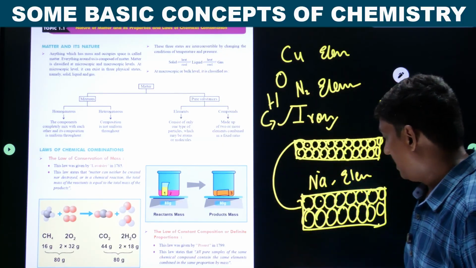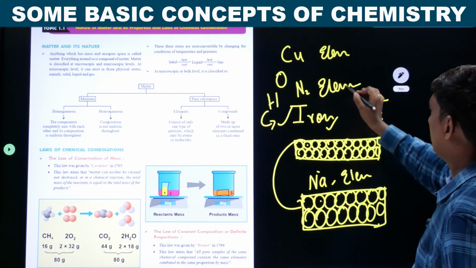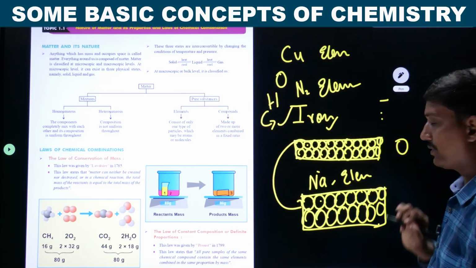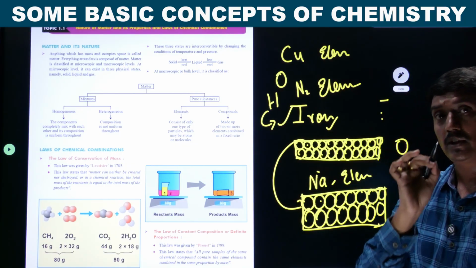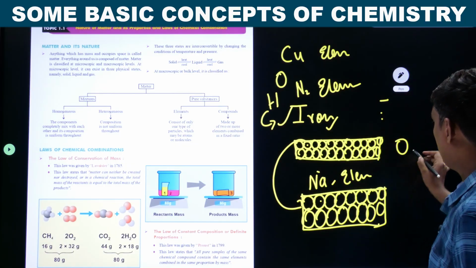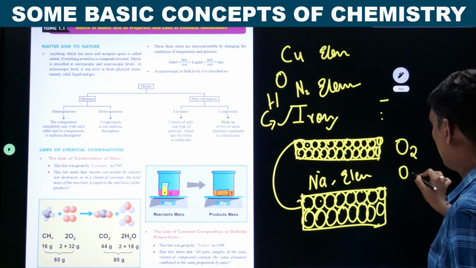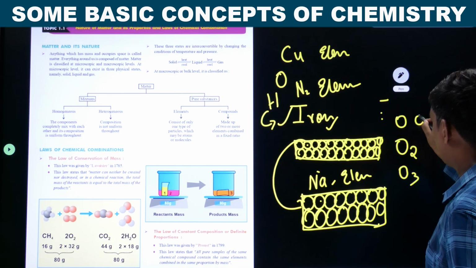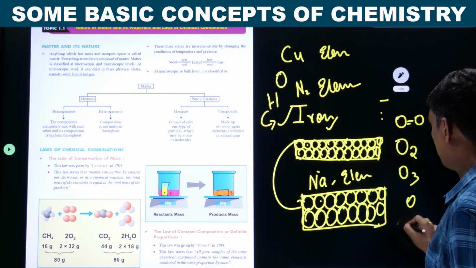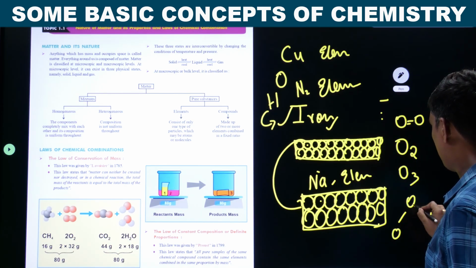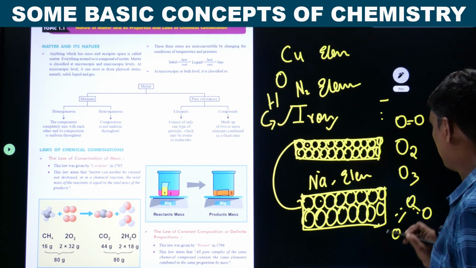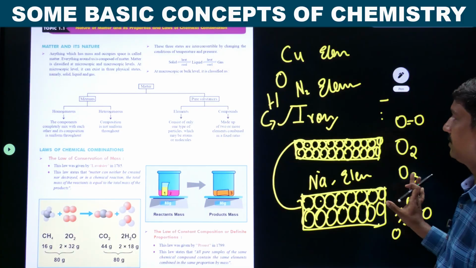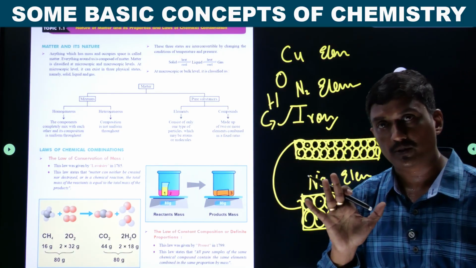Do you say oxygen exists in the form of O? I say this is just the representation of oxygen. In nature, oxygen exists in different forms, that is O2 form and O3 form. It's a pure substance. Here two oxygen atoms are combined, and here three oxygen atoms are combined. No other atoms can be found here, hence it is said to be a pure substance.